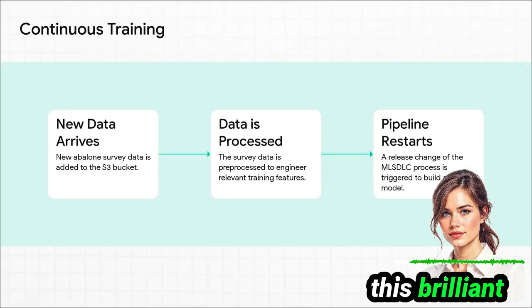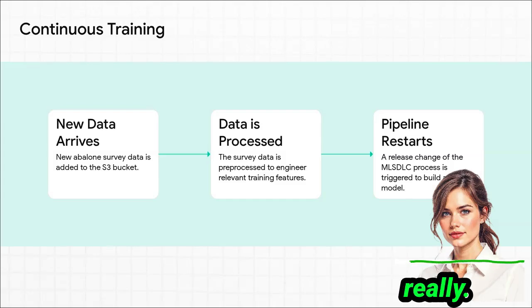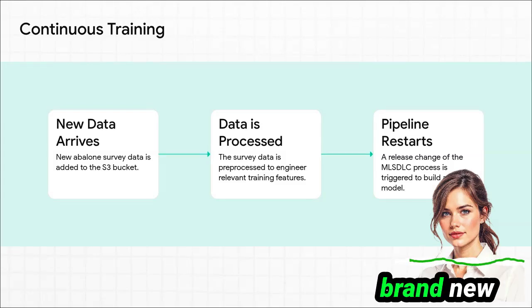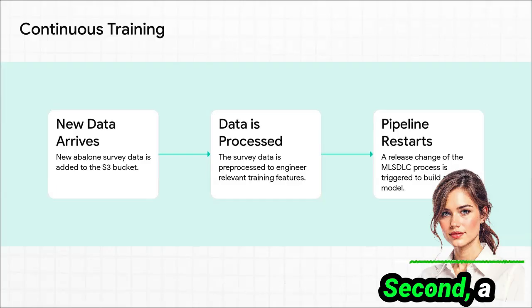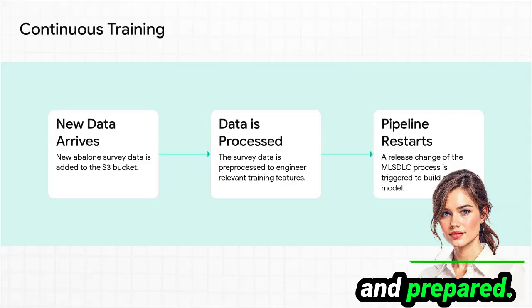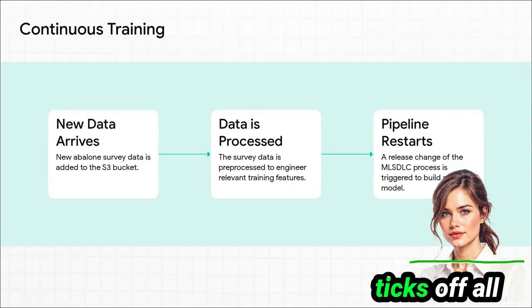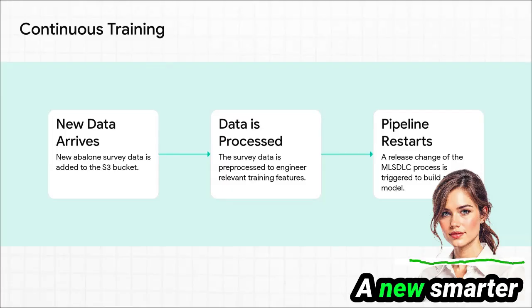The answer is this brilliant idea called continuous training, or CT, and it's a completely automated loop. It's simple, really. First, a trigger. Brand new abalone survey data shows up. Second, a process. That new data is instantly cleaned up and prepared. And third, a relaunch. The entire AI factory we just walked through ticks off all over again. A new, smarter model is born, completely automatically.